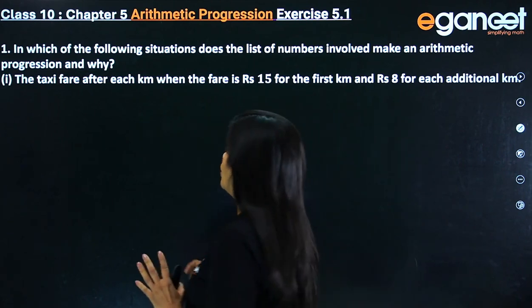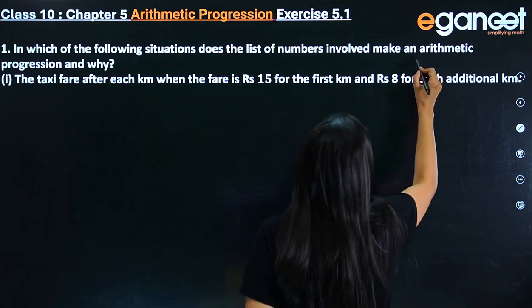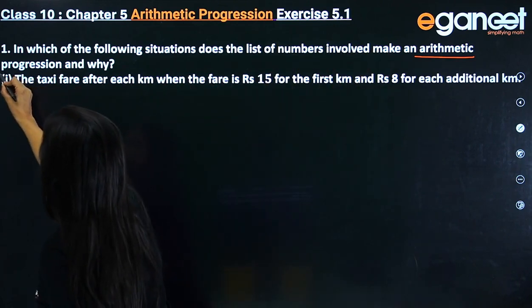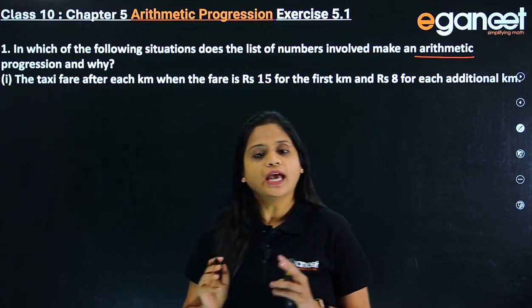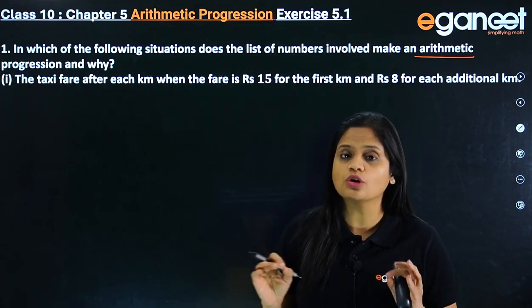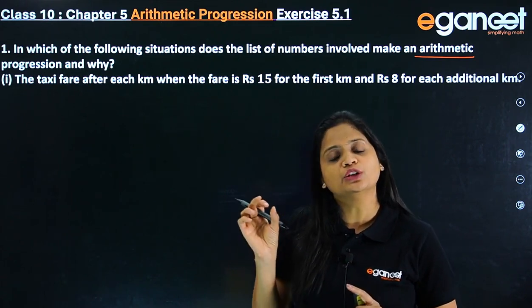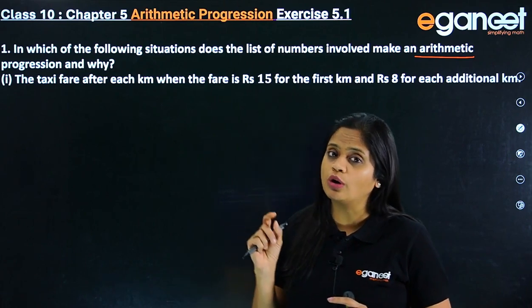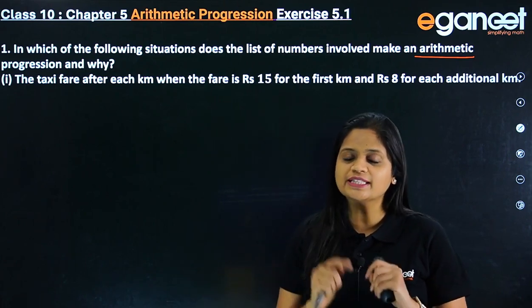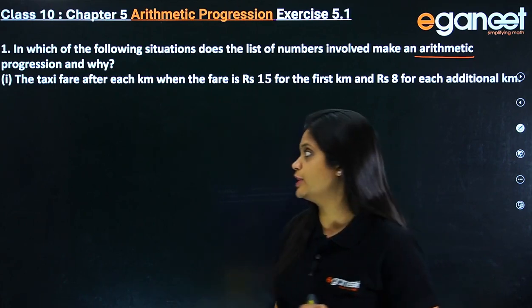Now before we go on to reading the first question, let us just recollect what exactly is an arithmetic progression. An arithmetic progression is a list of numbers wherein the difference between any two consecutive numbers is always the same. So let's get started with this information.